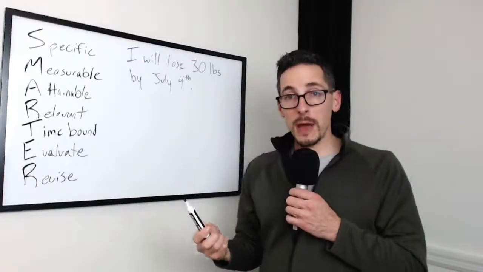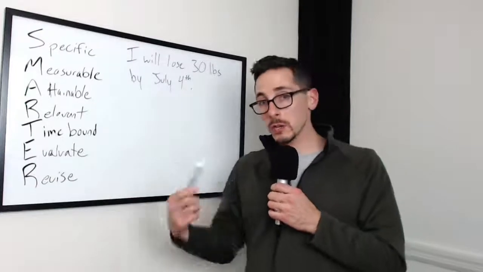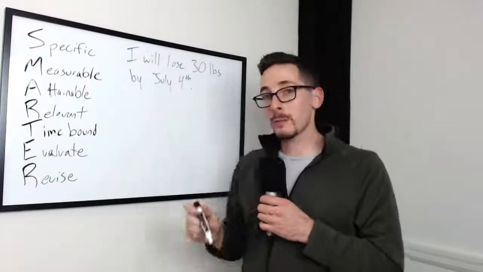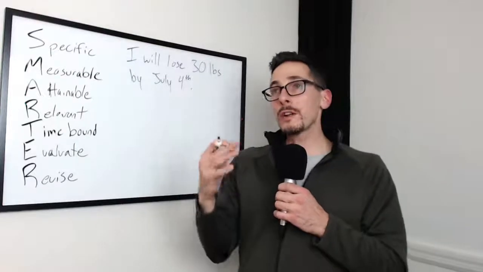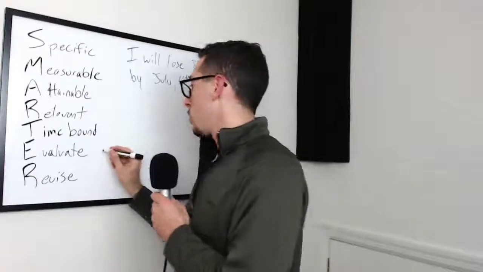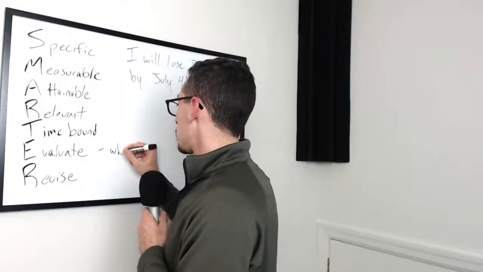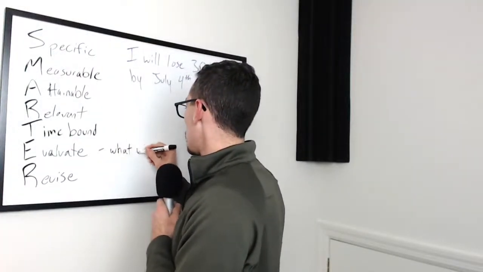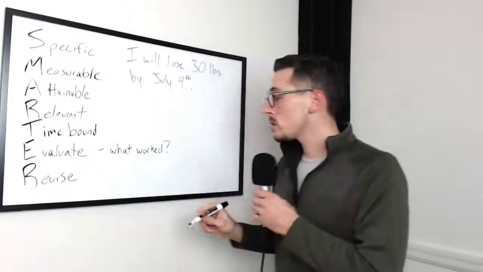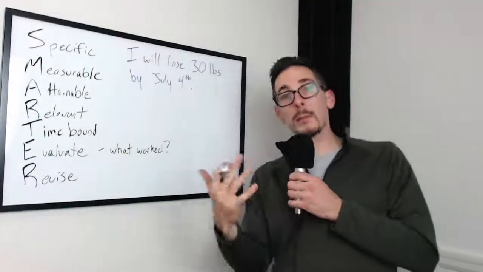Did I take off 30 pounds? Yes or no? Yes, you're good, right? If you accomplish the goal and you lost 30 pounds by July 5th, what I want you to do is when you evaluate, you have to evaluate what worked. So even though it worked, you have to figure out what worked, right? You have to know and get clear on what you're going to replicate for the next time.